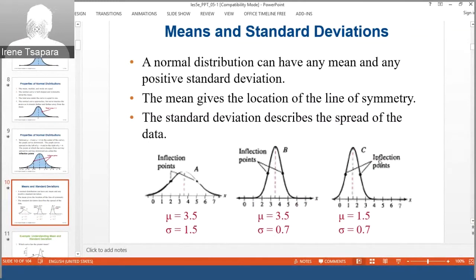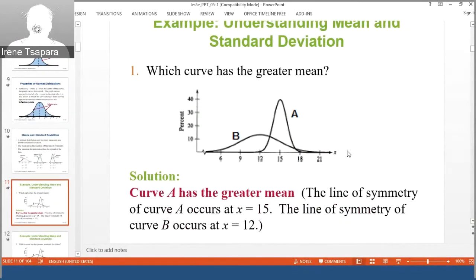Again, the inflection point always, no matter what the curve is or where it stands, shows you 1 standard deviation to the left and the right of the mean. So now, looking at that and making sure that we understand what we review right here, if we look at the curve A, the mean is 15. When we look at the curve B, the mean is 12.